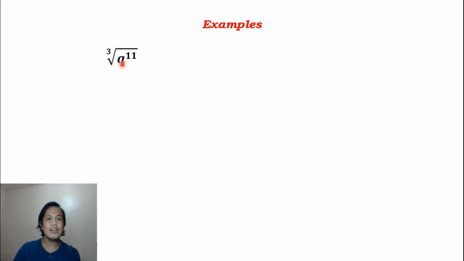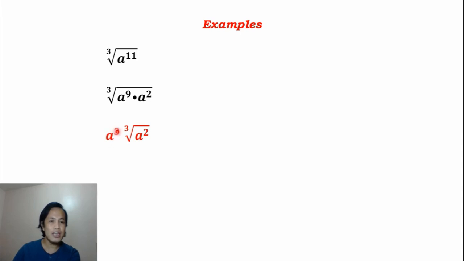So therefore, we can rewrite a raised to 11 as the cube root of a raised to 9 times a raised to 2. In this case, when we multiply a raised to 9 times a raised to 2, that will give us a raised to 11. And in this case, also 9 is divisible by 3. So therefore, we can extract the cube root of a raised to 9, placing it outside the radical. So we can rewrite this one as a raised to 3.